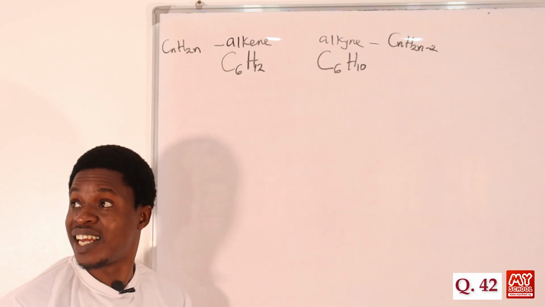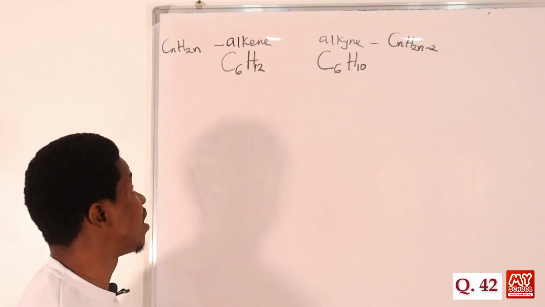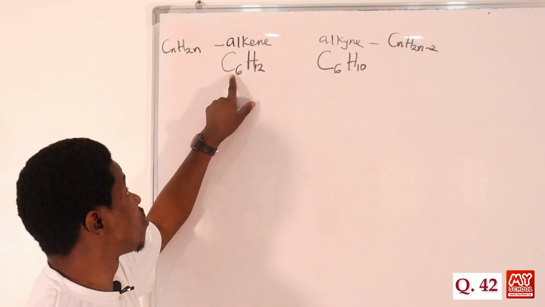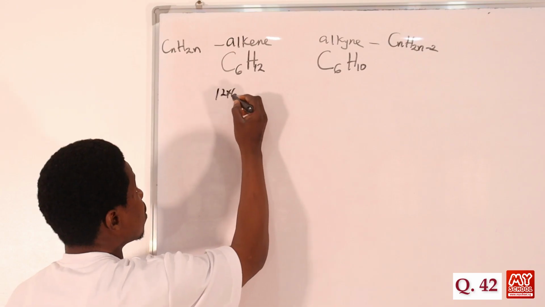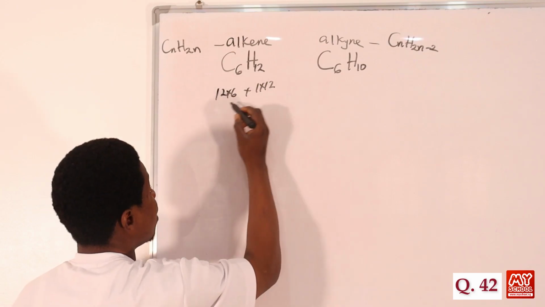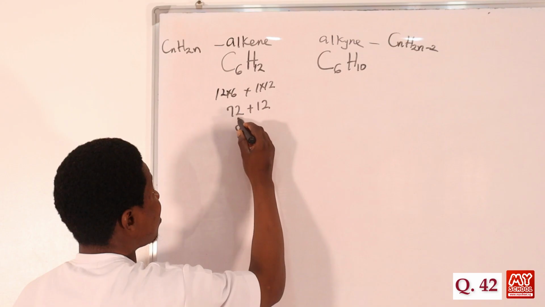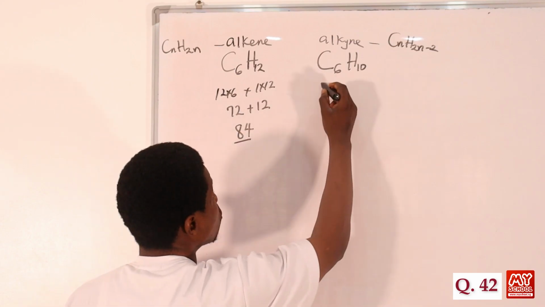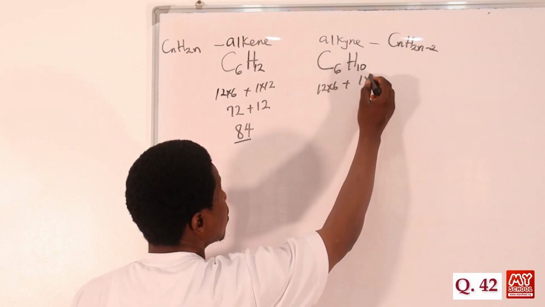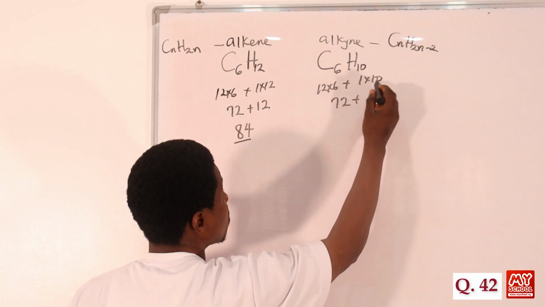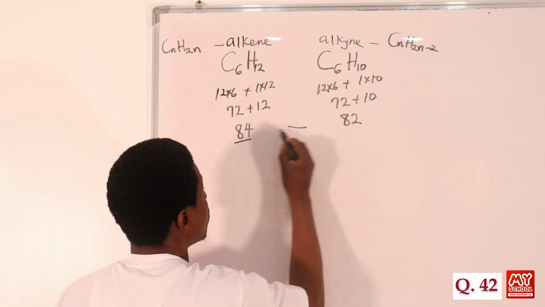Okay, so the question says the difference in the molecular mass between an alkene and alkyne with 6 carbon per mole is what? So you can just say, difference in the molecular masses. This is 12 times 6 plus 1 times 12. 12 times 6 is 72 plus 12, so that gives us 84. Then 12 times 6 plus 1 times 10, this gives us 72 plus 10, that's 82. So what is the difference between 84 and 82?